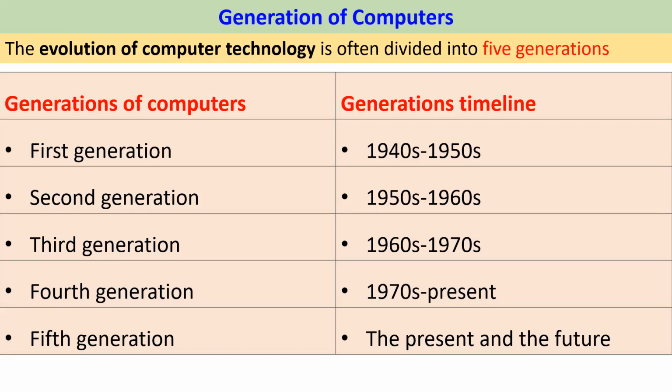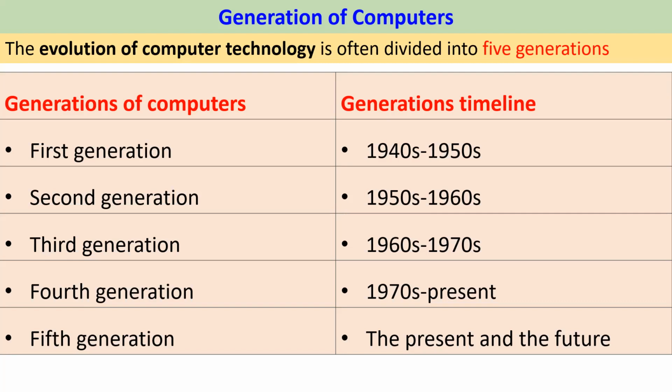First, second, third, fourth, fifth, like that. Then a timeline is also available. This timeline sometimes differs according to the person giving the information. Mostly the first generation is considered as 1940 to 50. Then the second generation 50 to 60. Then 60 to 70 the third generation. Then 70 to present the fourth, and present to future the fifth generation. In that way, we can divide these generations.